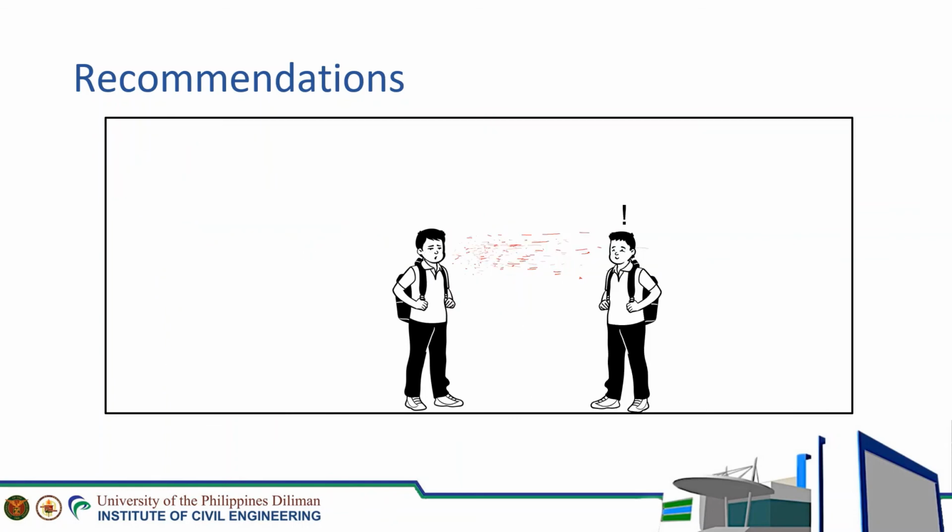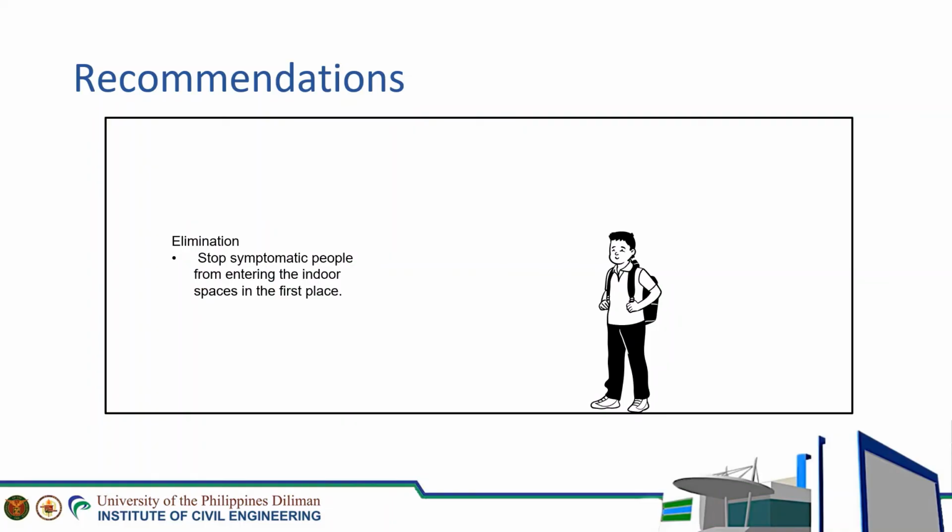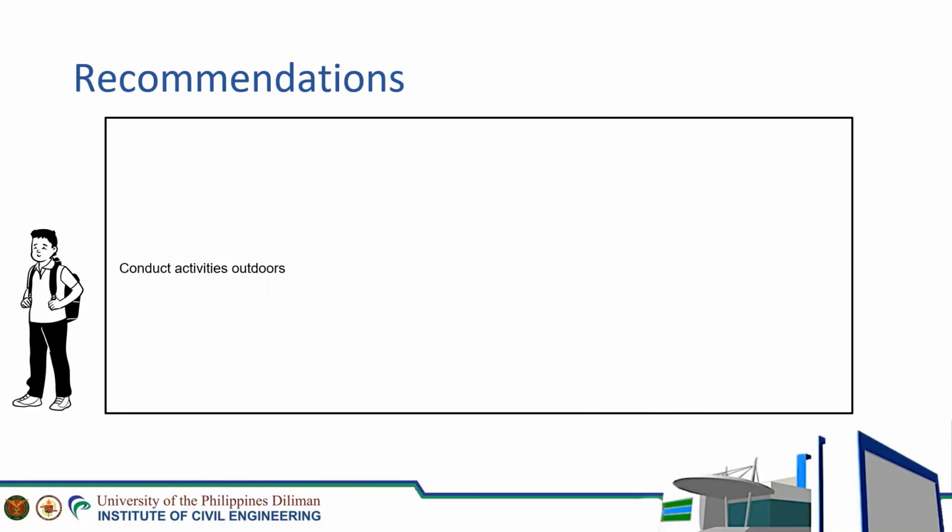But the best case scenario, if there's rigorous contact tracing, is to eliminate and quarantine potential sources and to conduct activities outdoors. And that will be all.